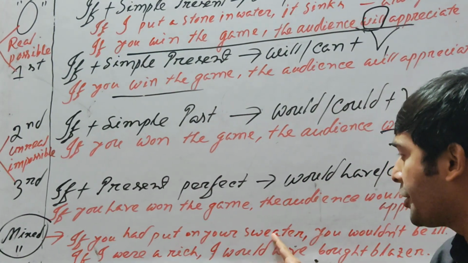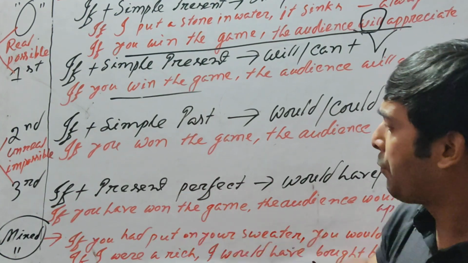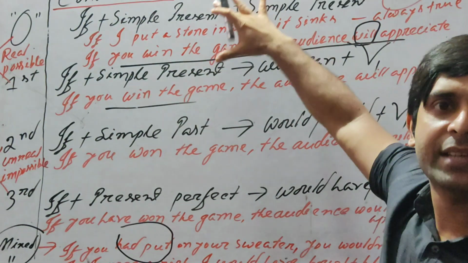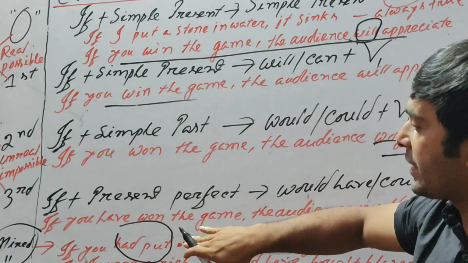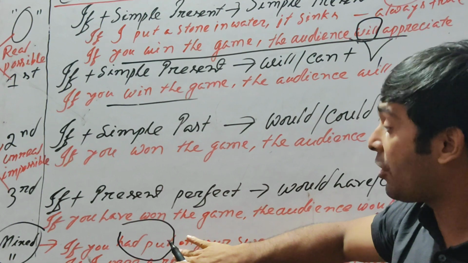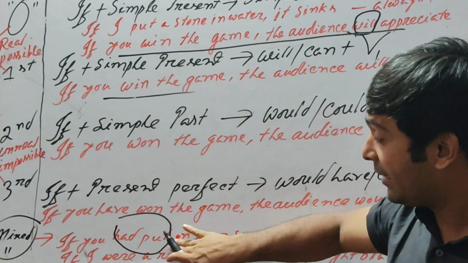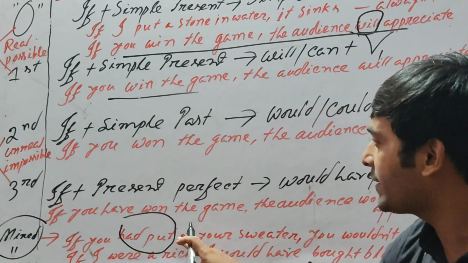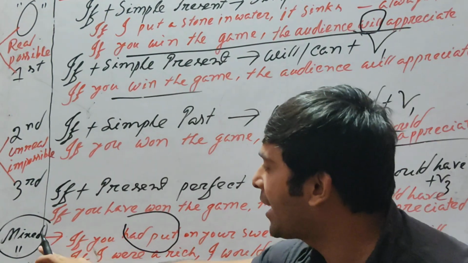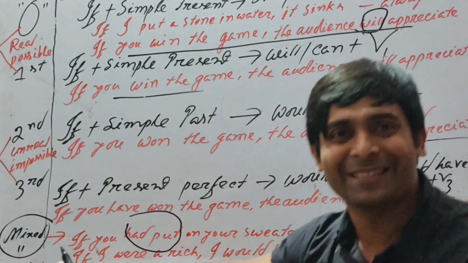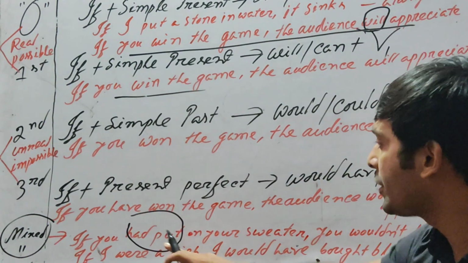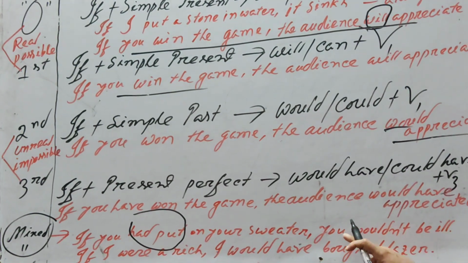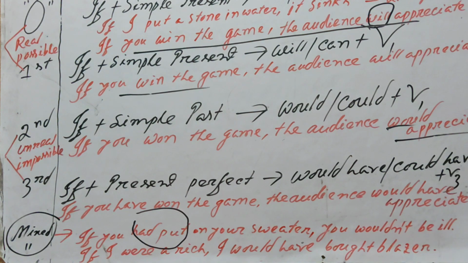If you had put on your sweater, is there any had put? Is there any structure through the rest of the examples? I think there is no structure in the same way. Had put, that is called past perfect tense. So is there any past perfect tense? Of course there is no past perfect tense. So that is so exceptional. That is why you can say here that is mixed conditional. So if you had put on your sweater, the next thing, the result, you would not be ill.